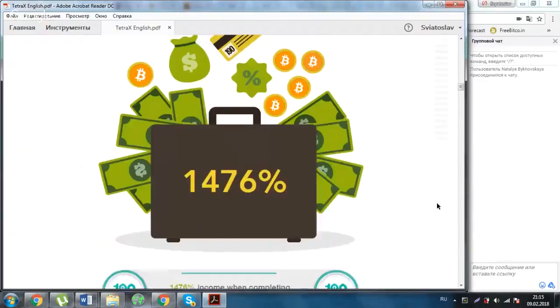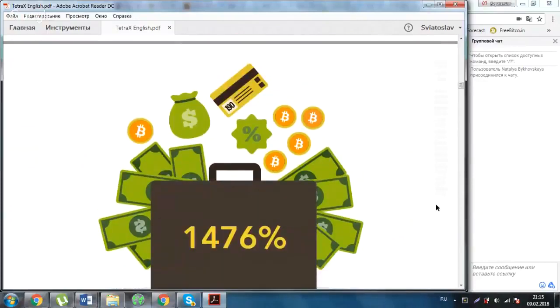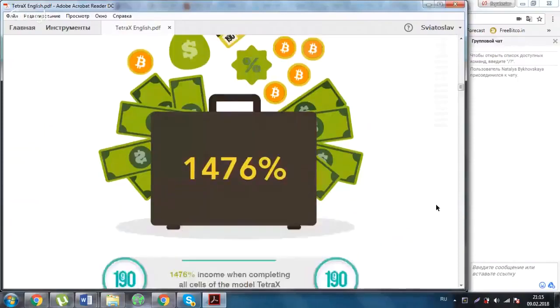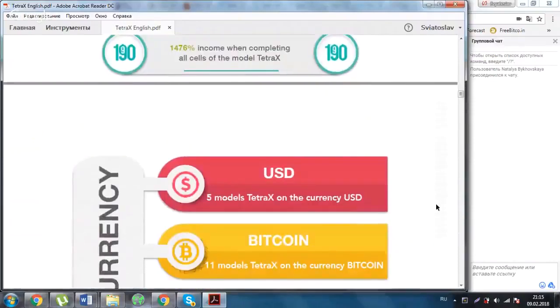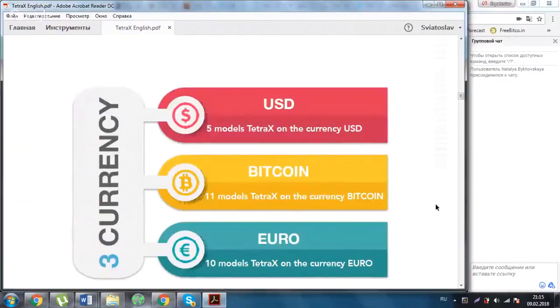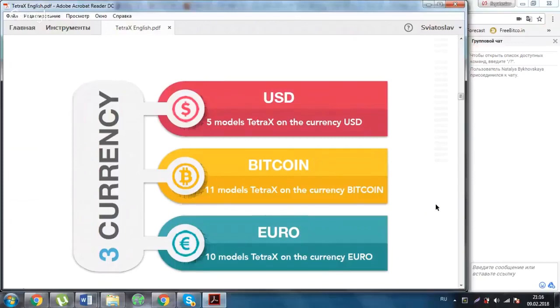So let's look at our further beautiful pictures. In whole, three kinds of currency are accepted in Tetrax marketing. As I mentioned earlier to you, there are dollar, euro, and Bitcoin. Dollar model is presented with 5 platforms. Bitcoin model is presented with 11 platforms, and euro model is presented with 10 platforms.